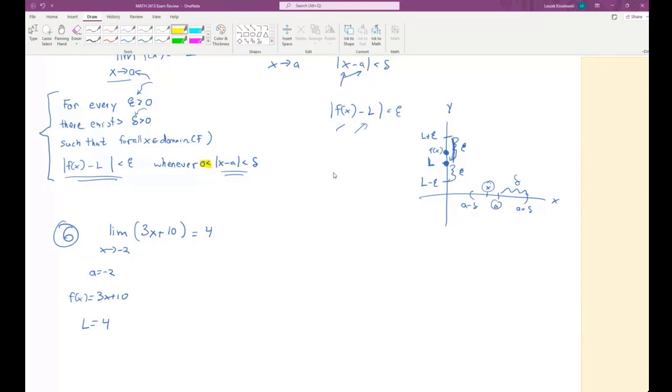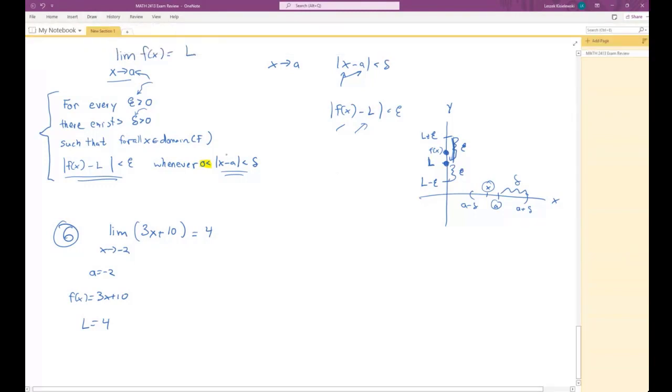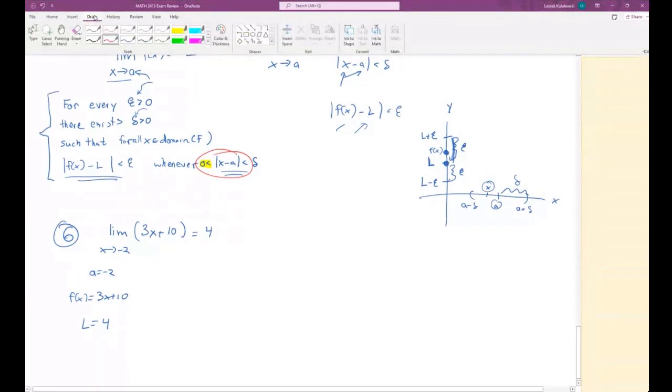So limits don't tell you what a function does at A, but merely tell you how a function behaves around A. So we don't care when x is equal to A. If x were A, then A minus A would be 0. So this is a way of saying a deleted neighborhood around A. We don't care what happens when x is A with a limit. Yeah, I'm glad I caught that.